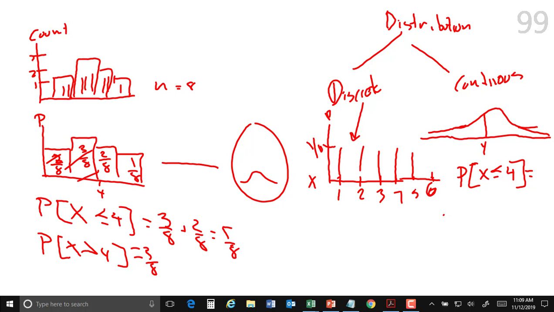What would represent? Remember, these are outcomes of the random variable. Any number from minus infinity to, let's say, 4. Okay? And so if I'm asking, what is the probability that the random variable is less than 4? What would be the appropriate area under the curve?